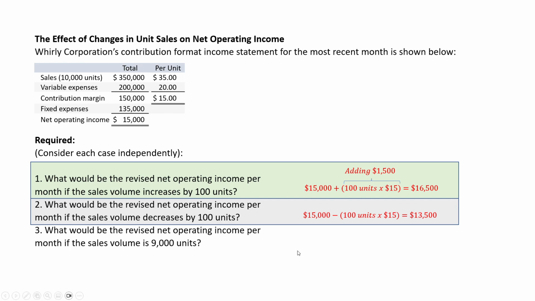I'm going to let you go ahead and work the last one on your own, where they're saying restart with $15,000 in net operating income, but this time decrease your sales volume to 9,000. Just as a hint, keep in mind, currently it's 10,000. We're bringing it down to 9,000. That means we would be losing 1,000 units.